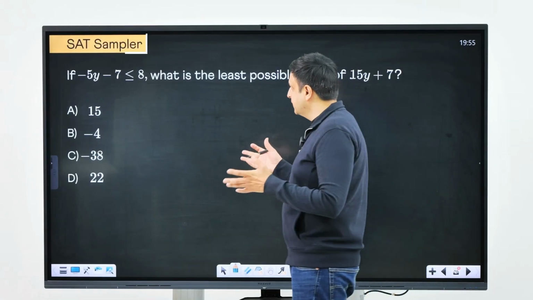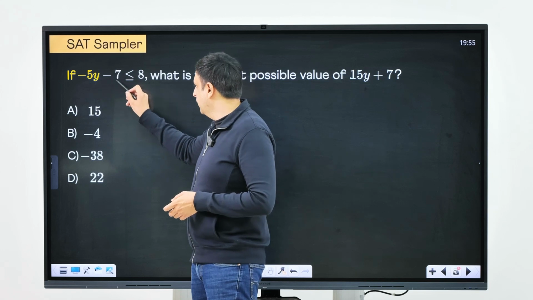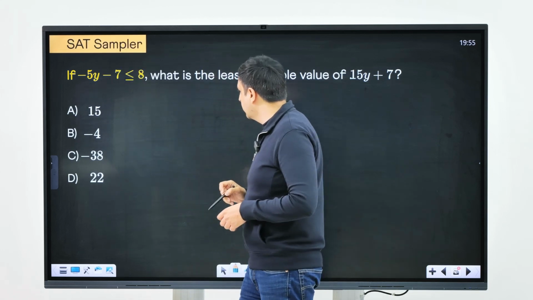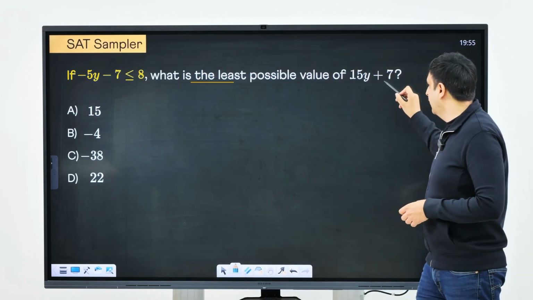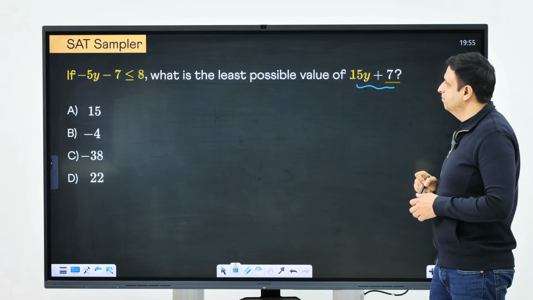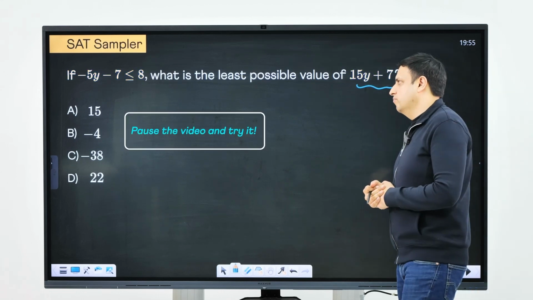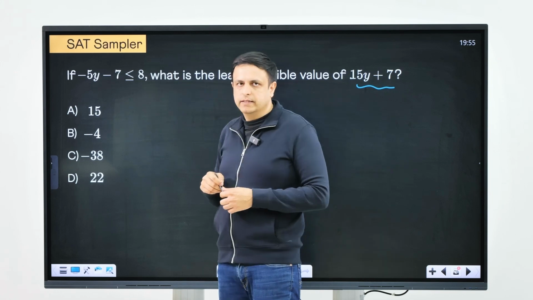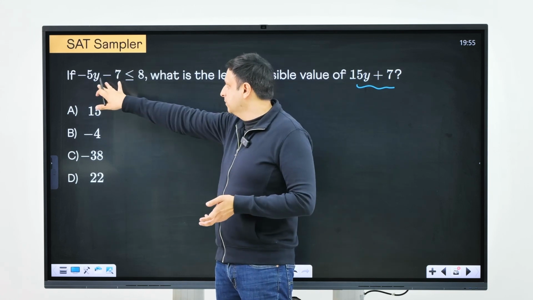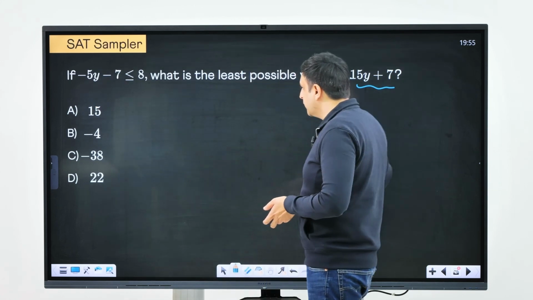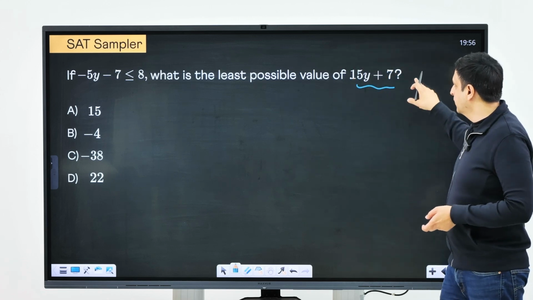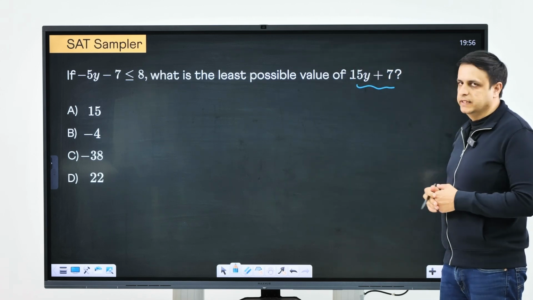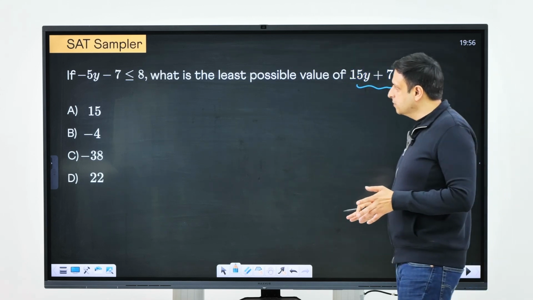Now this next SAT sampler says if negative 5y minus 7 is less than or equal to 8, what is the least possible value of 15y plus 7? So many students might do this. They might take this inequality and solve this completely, find the possible solution set for y, and then use that to figure out what would be the least possible value of this expression. But we'll be a little bit smarter than that.